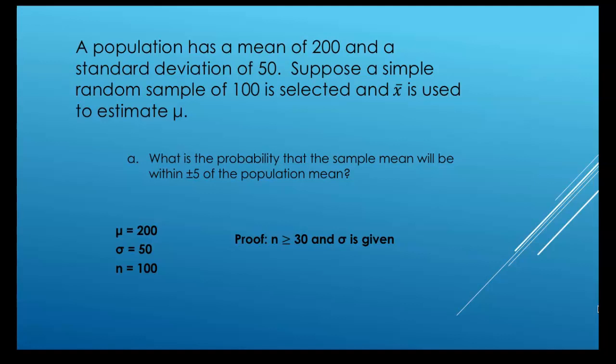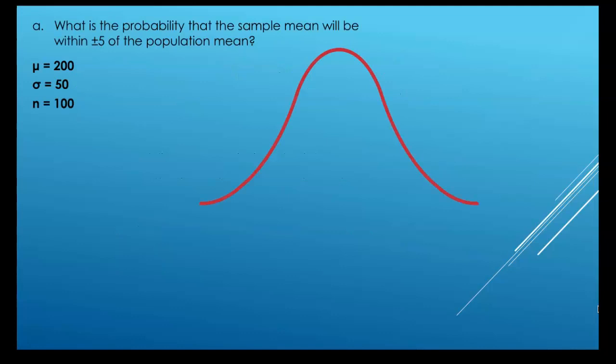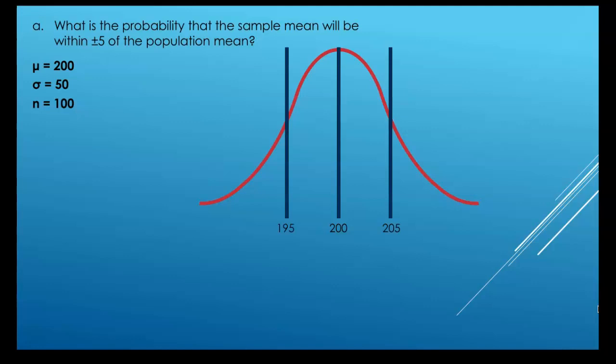Once we have that proof, now we can draw the bell curve. So the first step on the bell curve is to put your mean right in the middle, right? So we draw the line and we put 200. We're trying to figure out the probability that the sample mean is within plus or minus 5. So we put that on our bell curve as well. Now, we are going to be looking for this area between 195 and 205. That area underneath the curve. To do that, we're eventually going to need to find z-scores.